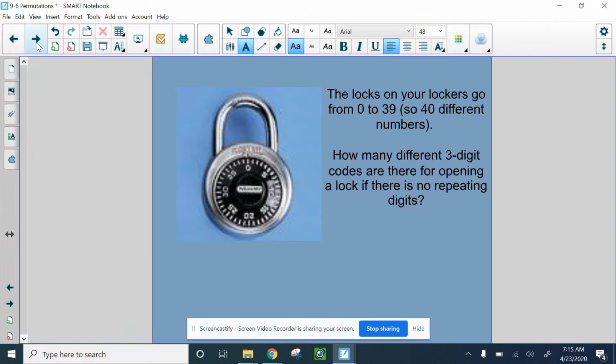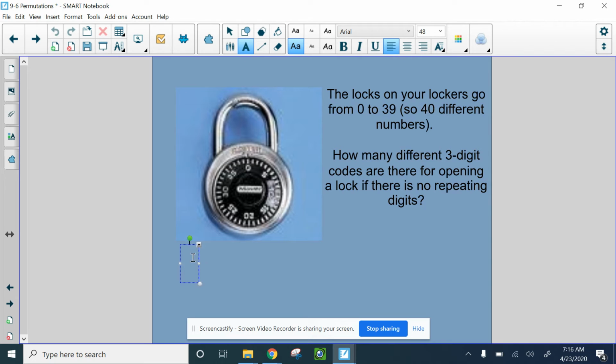Okay, one last problem for you to practice. The locks on your locker go from 0 to 39, so there are 40 different numbers. How many different 3-digit codes are there for opening a lock if there are no repeating digits? I want you to think about all the different possibilities of locker combinations you could have. Again, we're not going to repeat digits. So if you have a 5 for the first number, it's impossible to have a 5 for the second number. That's not how our lockers really work, but we're going to pretend for this example. I want you to figure that out. You probably are going to need to open up a calculator on your computer or have one out in front of you.